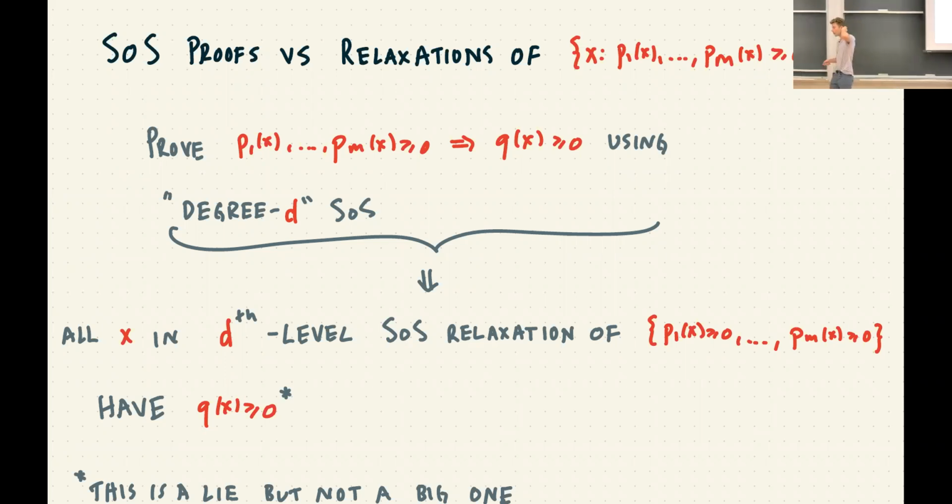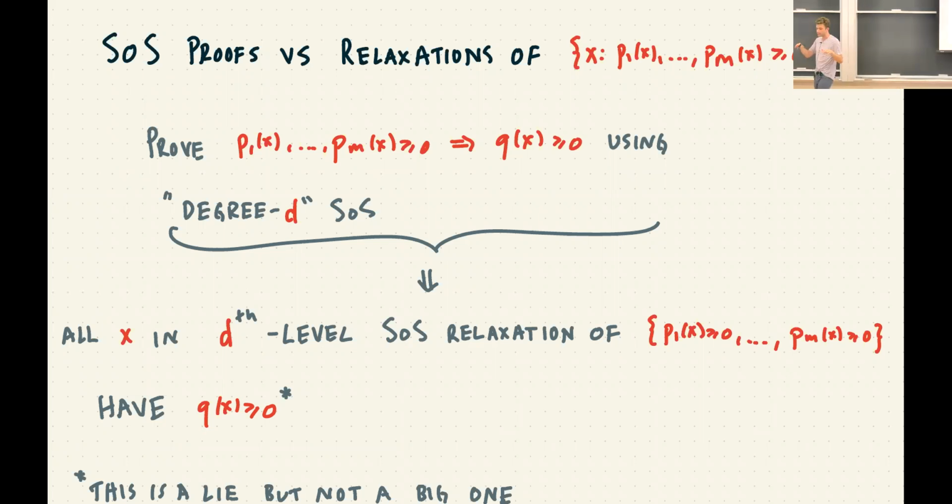Okay? So not only is it true that every x where p1 through pm are non-negative also has q non-negative, it's actually true that every x in the dth level SOS relaxation of p1 through pm non-negative will have q non-negative. The sense in which I'm lying is that the relaxation lives in a lifted space of variables, so there's not really x's, there are some other higher dimensional objects, but let's not worry about it. This is conceptually what's going on.